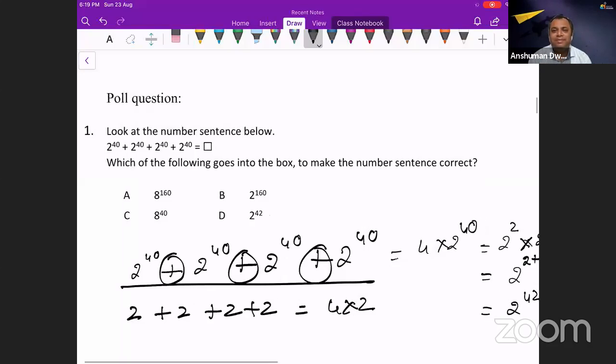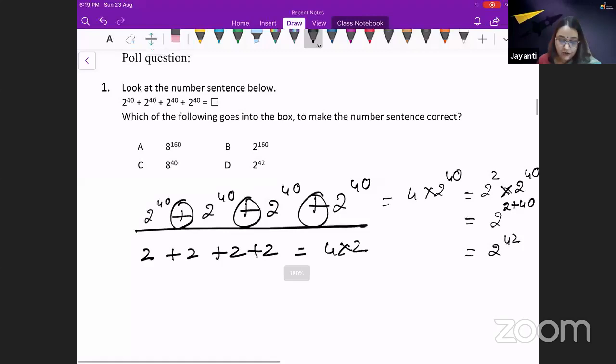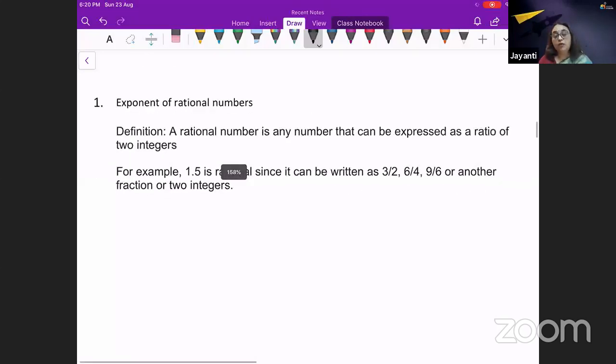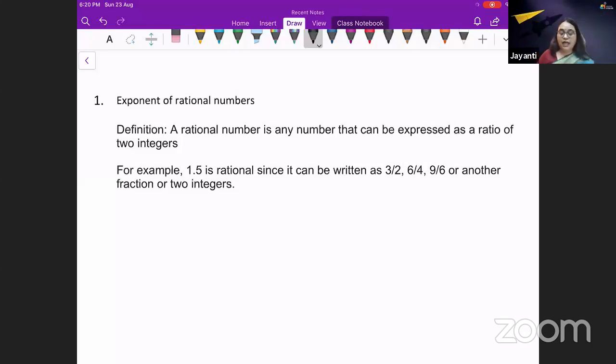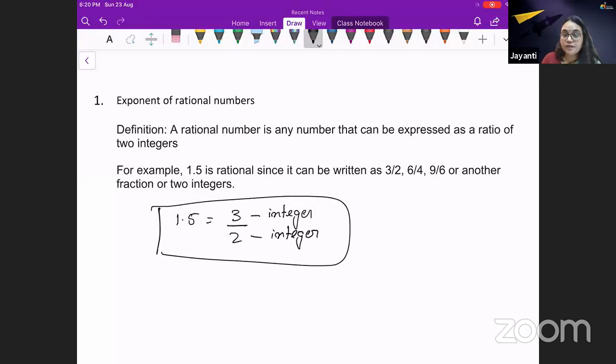Good. Let's go ahead, ma'am. Let's move ahead. So let's start with the first concept that we are going to learn today. It's going to get a little complicated, but I'll try to keep it as simple as possible. Exponent of a rational number. First let's define what a rational number is. A rational number is any number that can be expressed as a ratio of two integers. For example, 1.5 is a rational number. 1.5 can be written as 3 by 2, where 3 is an integer and 2 is also an integer. So 1.5 is a rational number.